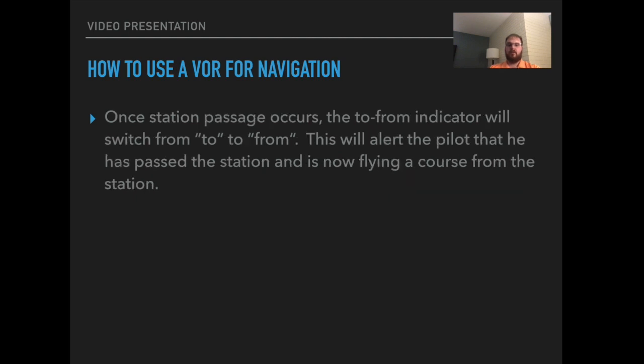Once station passage occurs, the to from indicator will switch from "to" to "from" indication. This will alert the pilot that he has passed the station and is now flying a course from the VOR station.